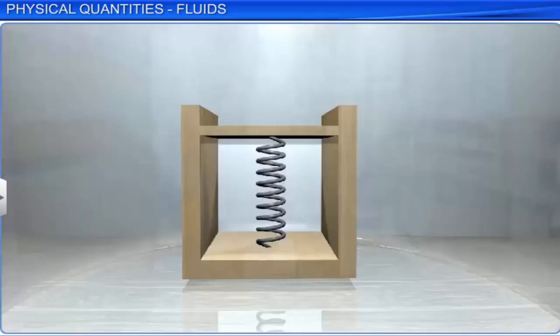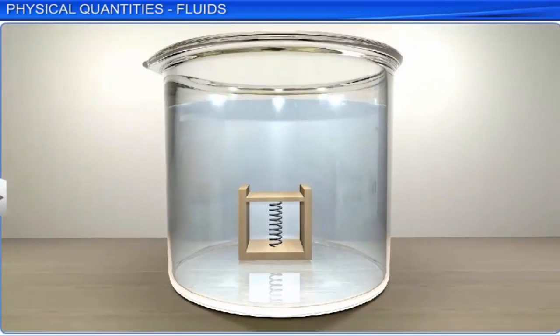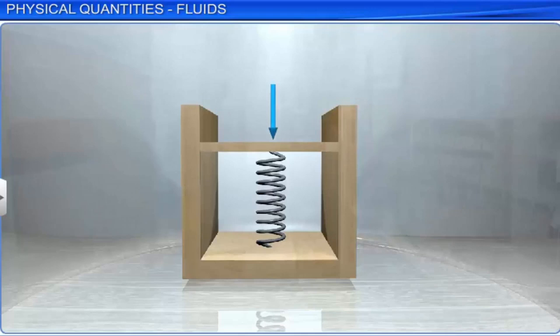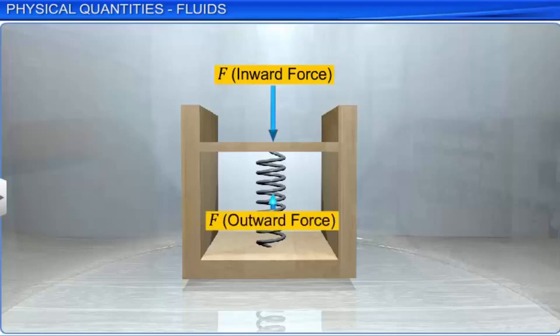It consists of an evacuated chamber with a spring that is calibrated to measure the force acting on the piston. The inward force exerted by the fluid on the piston is balanced by the outward force due to the compression of the spring, which is measured by this device when placed inside the fluid. Let us now learn how to determine pressure.